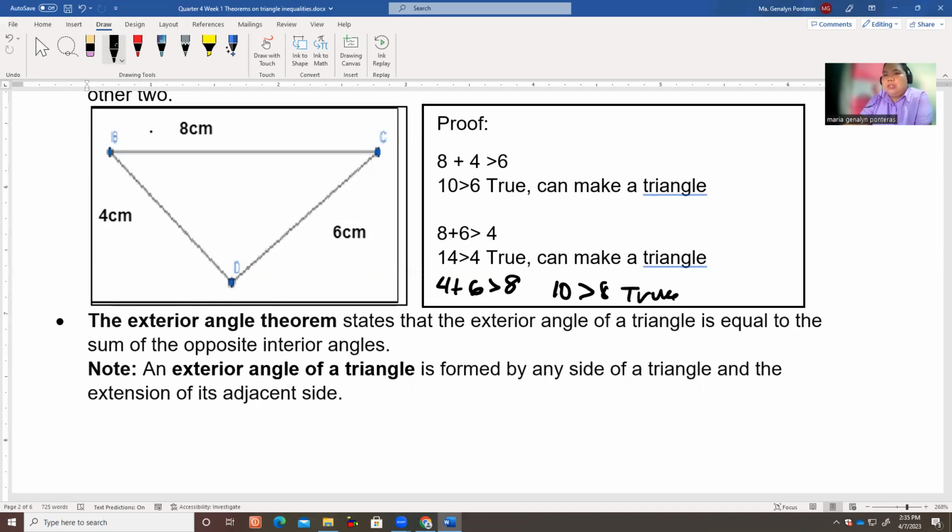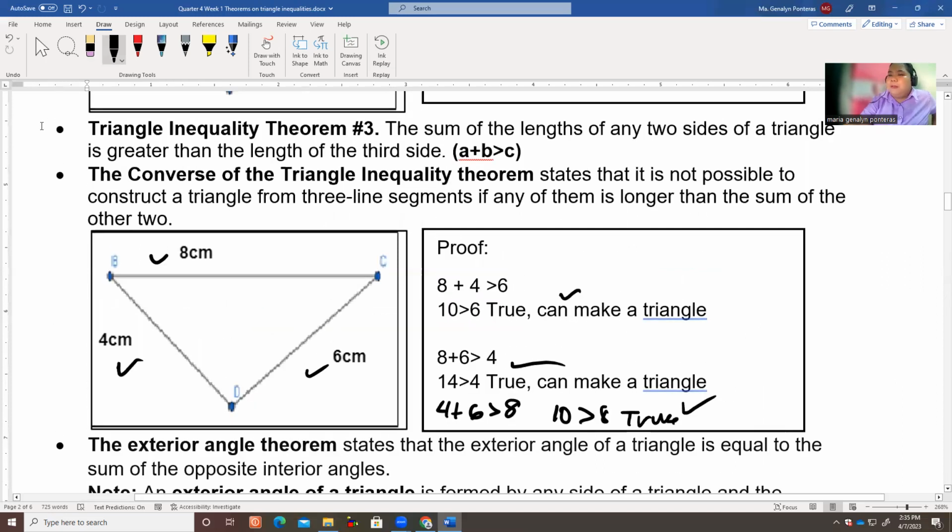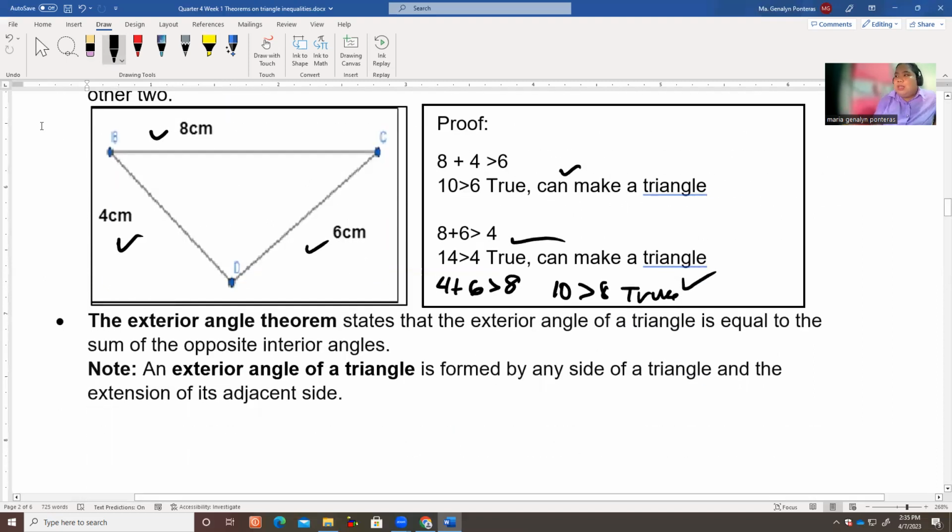So when the measures of the three sides are all true, meaning to say, makakagawa tayo ng triangle. So ibig sabihin, when we have three measures of sides na gusto natin gawing triangle, tatlong beses mo siya gagawin kasi tatlo yung sides natin. So dapat sa tatlong tries na yan, sa tatlong beses mo na pag-add at pag-test nung theorem natin, dapat yan ay true. Ang result dapat yan ay true para maging triangle siya. Okay.